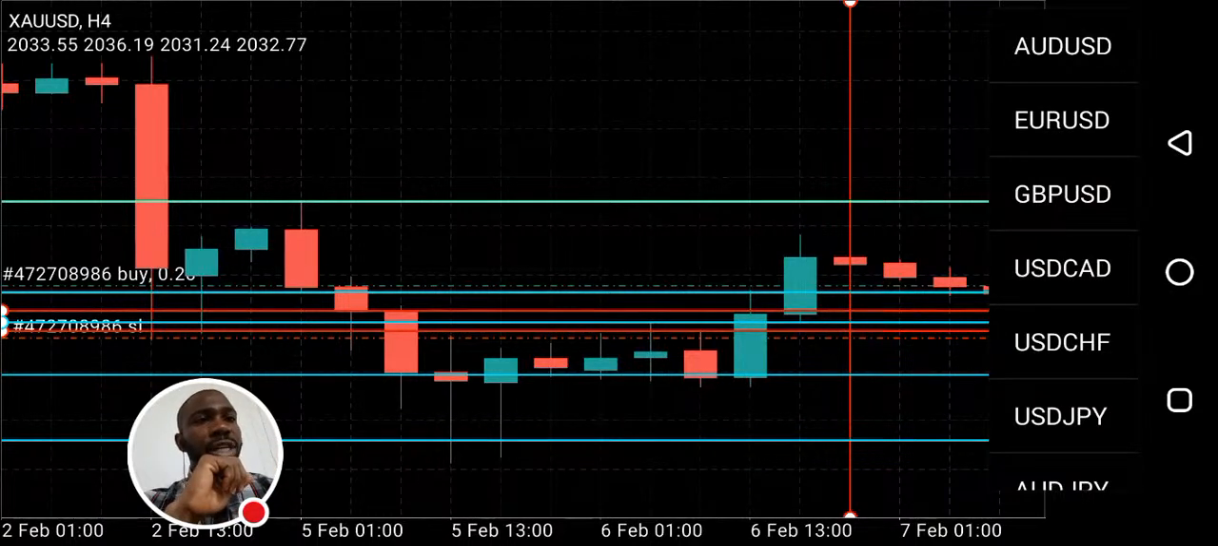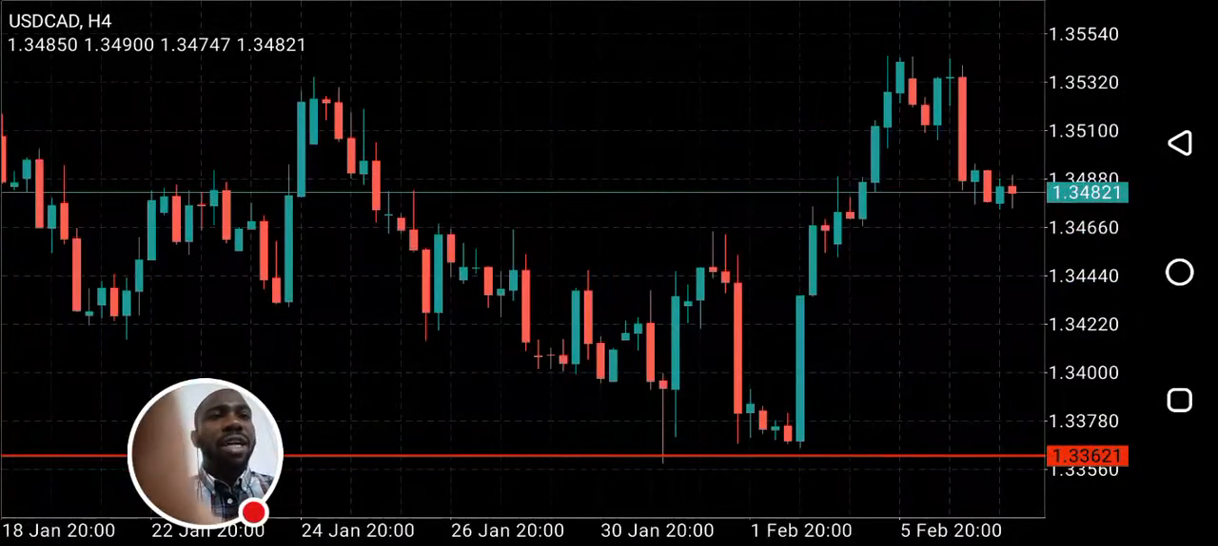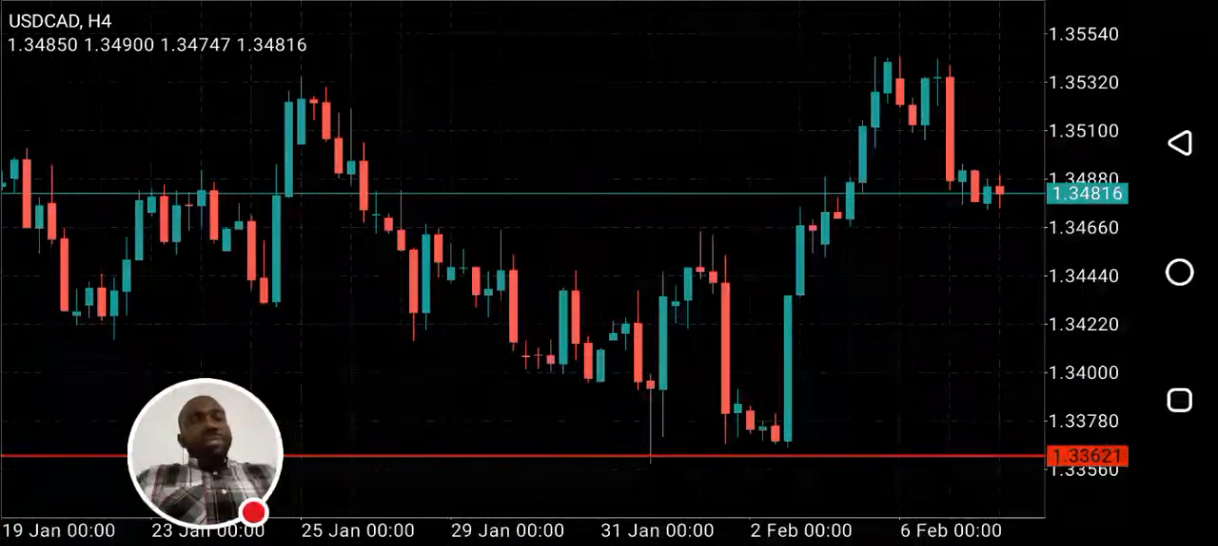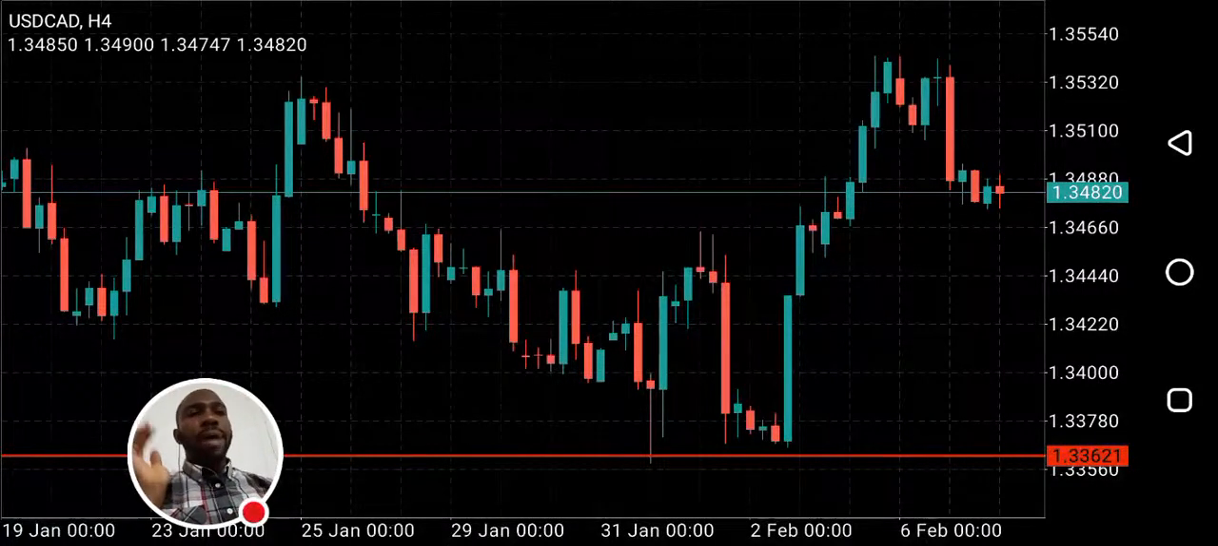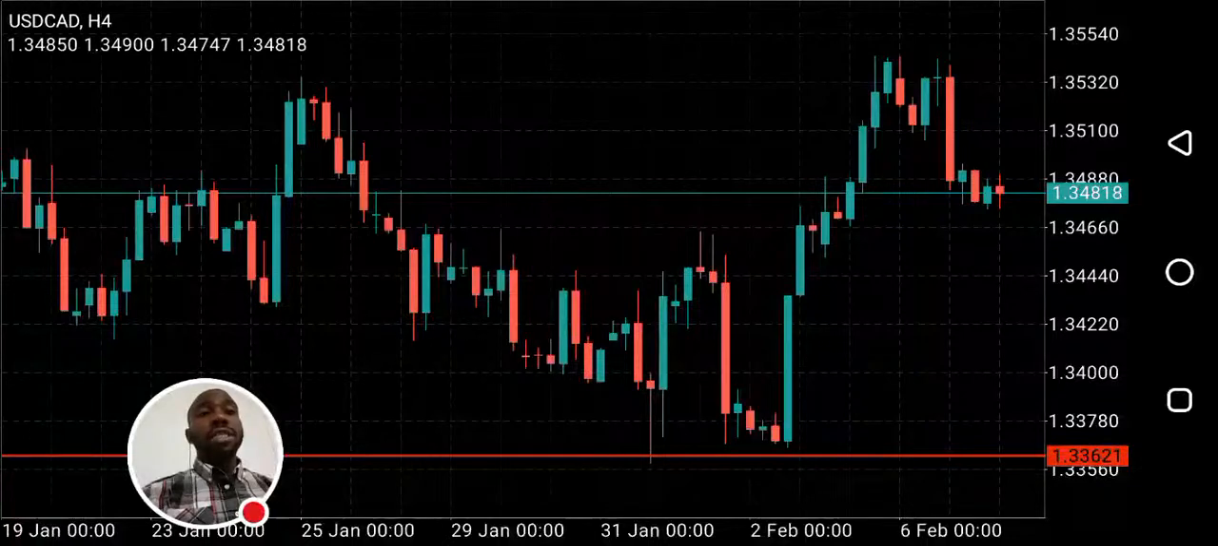So let's move to the next pair, USD CAD. As you know, USD CAD is negatively correlated with GBP USD. If you're looking for a buy setup on GBP USD, you should be looking for a sell setup on USD CAD. And just looking at the chart, it is obvious that USD CAD is bearish on the 4 hour.